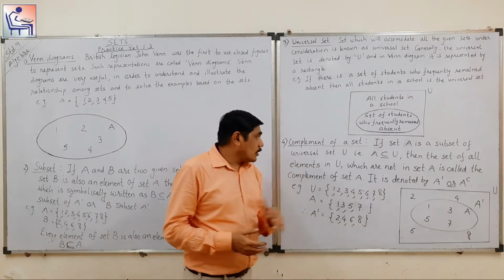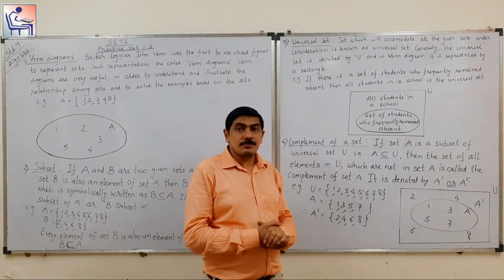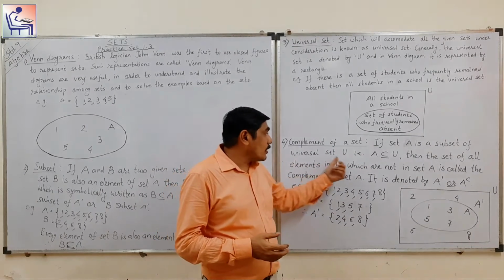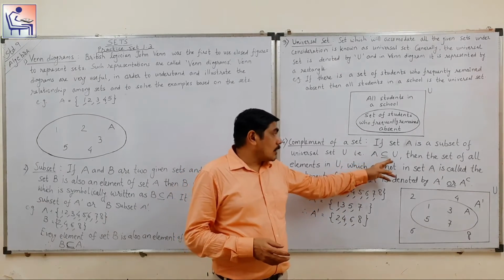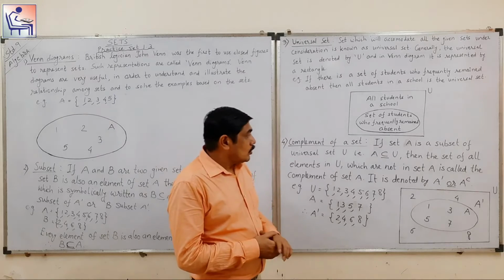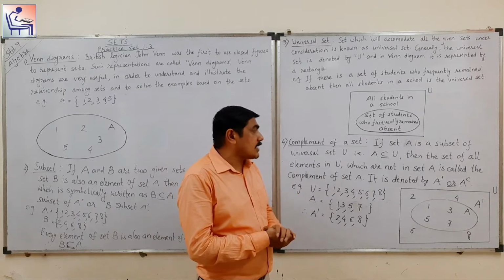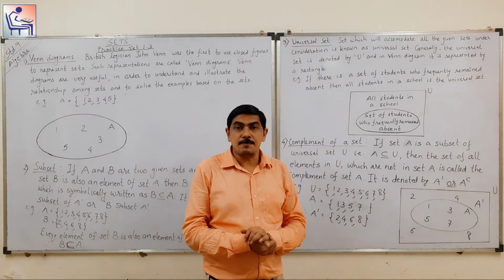Now the fourth part, complement of a set. If set A is a subset of universal set U, that is A is a subset of U, then the set of all elements in U which are not in set A is called the complement of set A.